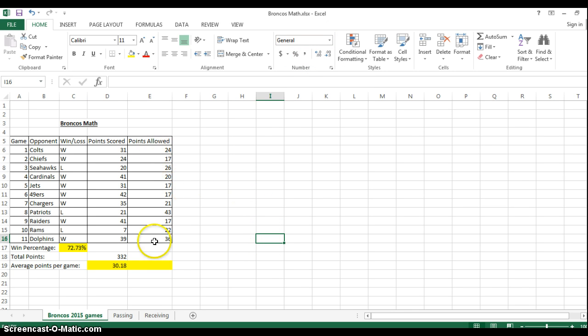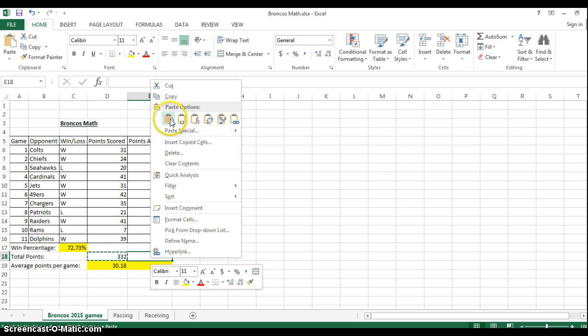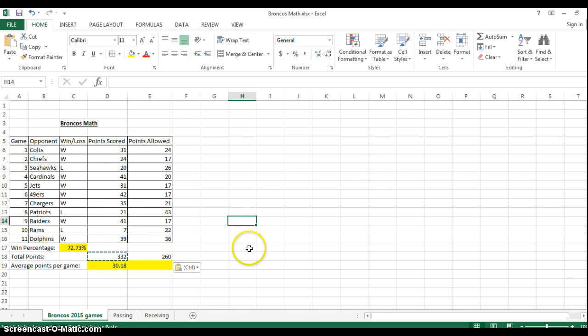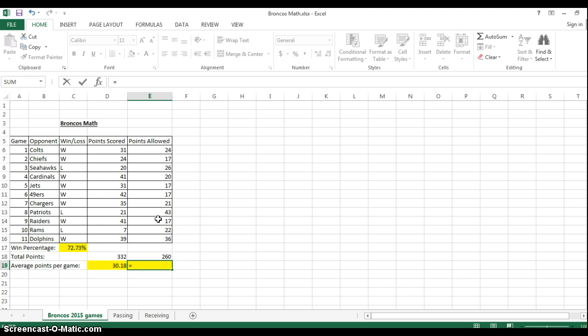And now we're going to do the same thing for points allowed. So we can just copy this formula over to here. And we can see the Broncos have allowed 260 points so far this season. And to get the average points per game, we would just do the same thing as we did before. So equals cell E18 divided by 11 games.